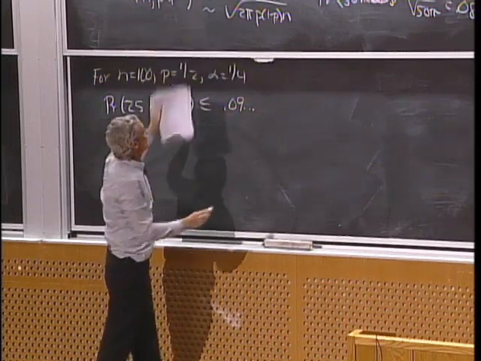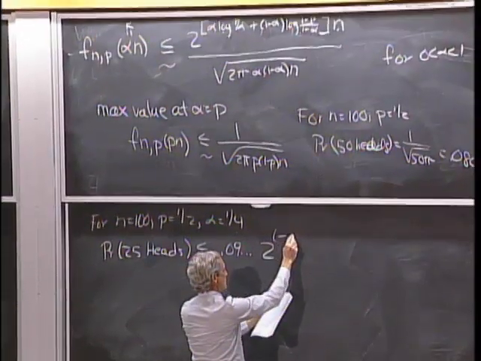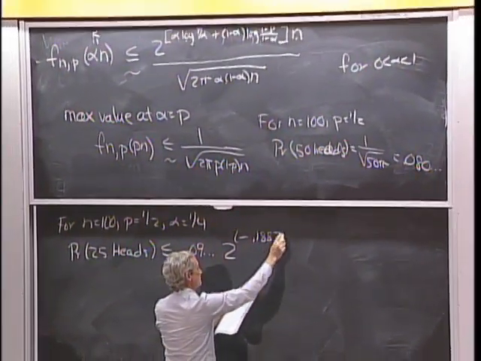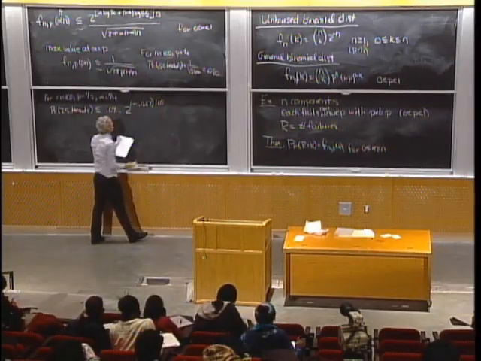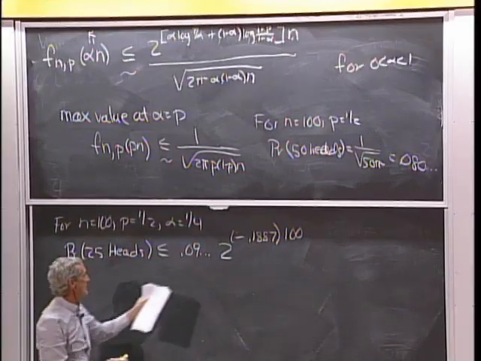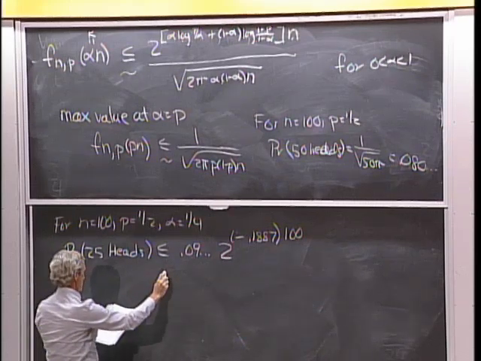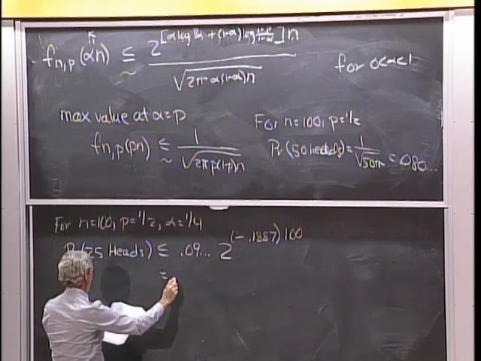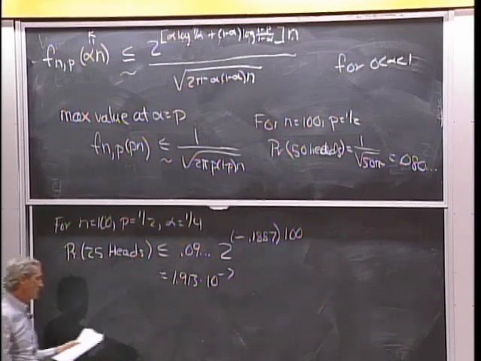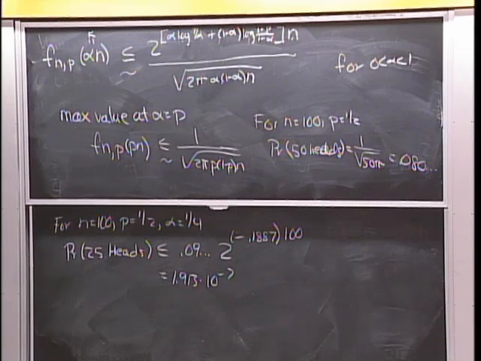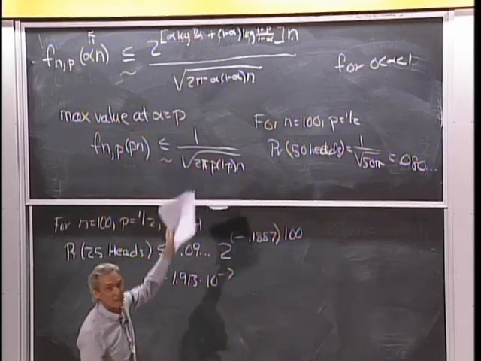Then I get 2 to something. I get 2 to the minus, all those logs come out to 0.1887 times n, which is the kicker, that's 100. So I get a 2 to the minus 18th here, and that makes this thing smaller than or equal to about 1.913 times 10 to the minus 7. So about 1 in 5 million. All right, and the reason this gets so small is because you get the n in that exponent up there.